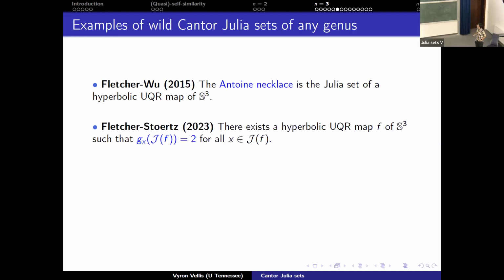And last year, Alistair and Dan proved that there exists a hyperbolic UQR map of S3 where the local genus is 2 for every x. Now, I want to emphasize how deceivingly hard this theorem is. And let me do the naive approach of how to construct this Cantor set.